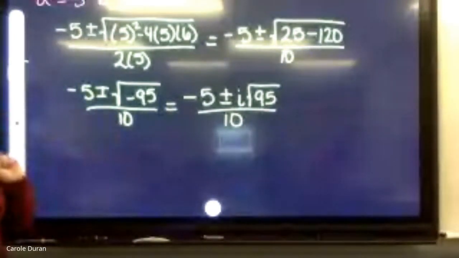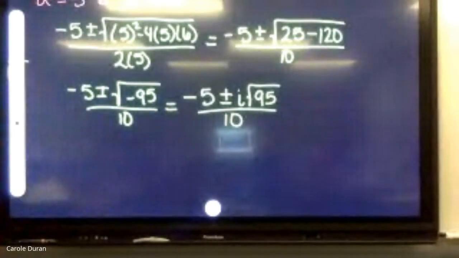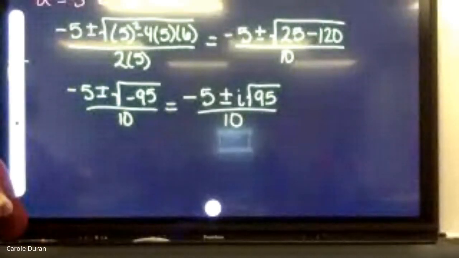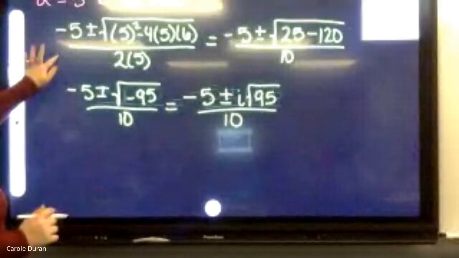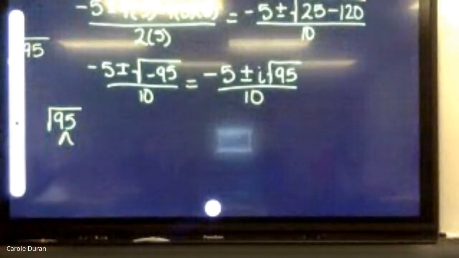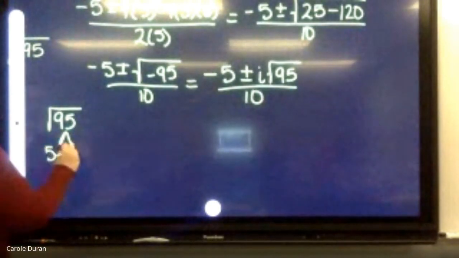Okay, so let's go ahead and finish this out. What do I need to do next? Factor tree the square root of 95. What multiplies together to get 95? 5 and what? 5 and 19?